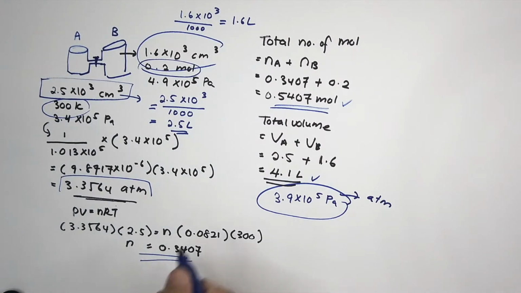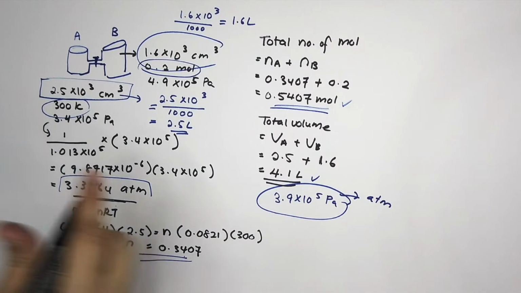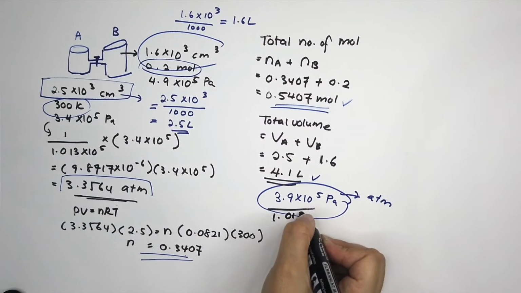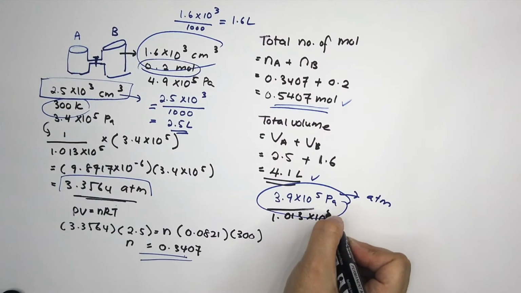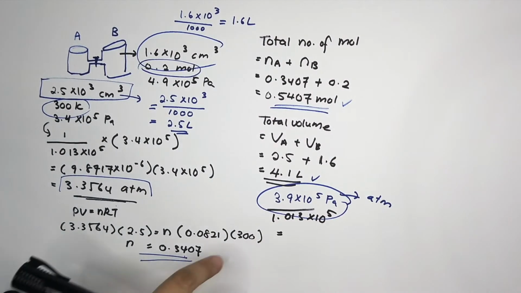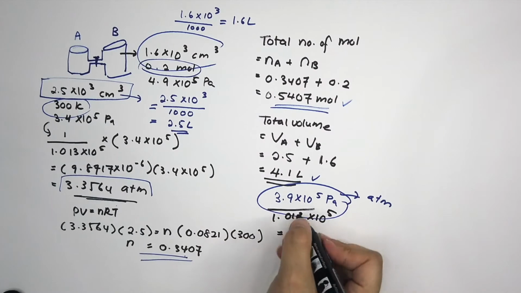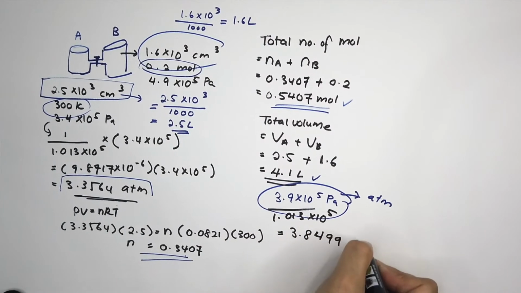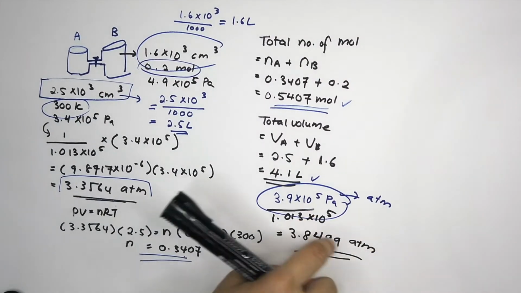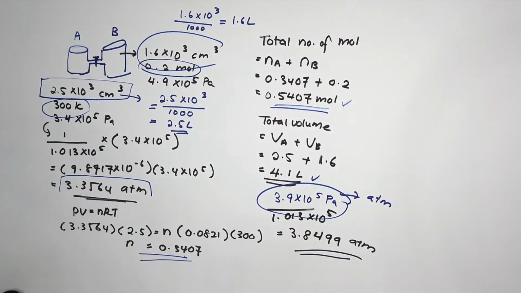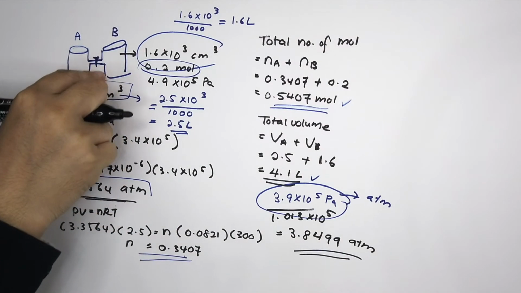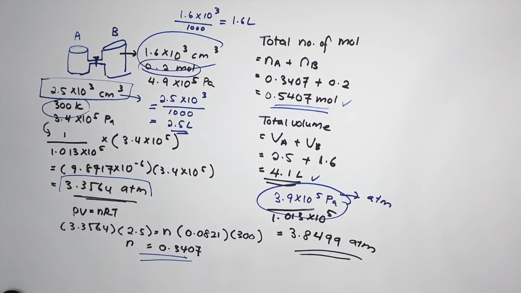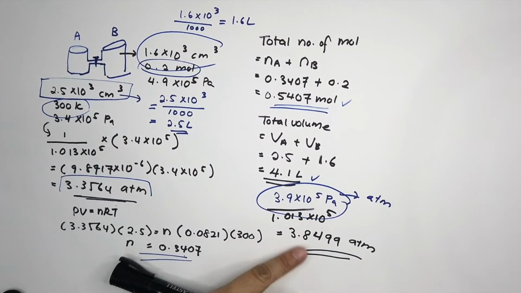So how are you going to do that? It is just by dividing this value with 1.013 times 10 to the power of 5. Therefore you should get 3.8499 atm. So this is the total pressure when this pipe is being opened, meaning that all these gases are released to mix together. So this is the pressure.